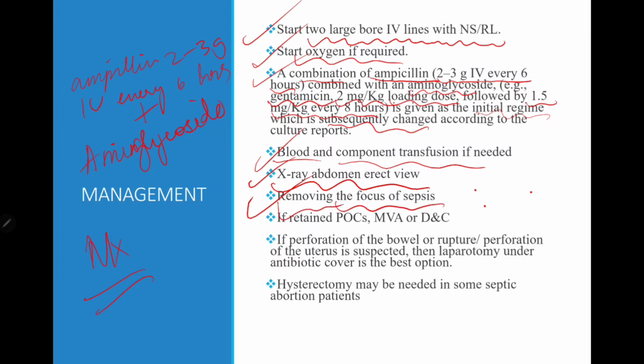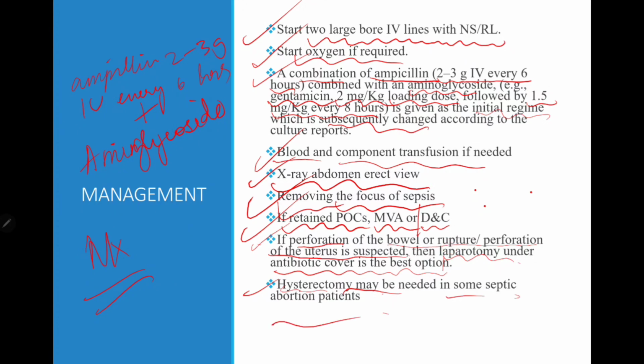We need to remove the focus of sepsis. If there are retained products of conception, manual vacuum aspiration and/or dilatation and curettage can be done. If perforation of the bowel or rupture or perforation of the uterus is suspected, then laparotomy under antibiotic cover is the best option. Hysterectomy may be needed in some septic abortion patients.